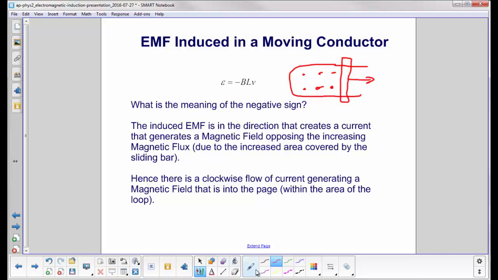So how do we do that? Well, let's use a different color here. We'll want to generate a magnetic field going into the board, so we reduce that flux. So which way would current have to flow in this wire to get a magnetic field like that? You would use your right-hand grip rule, and that would tell you that the current flows this way, in the clockwise direction.